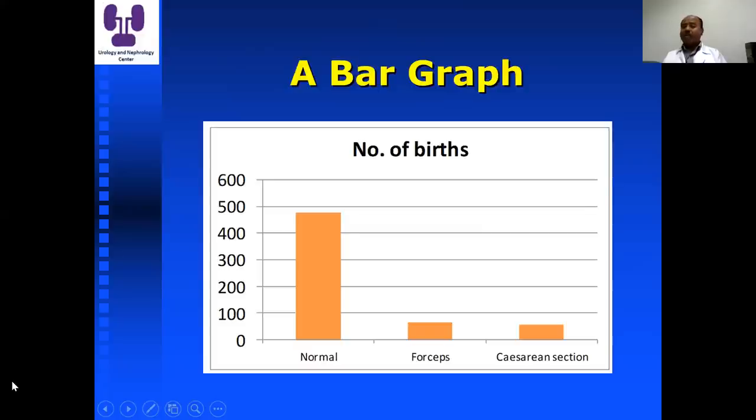ده الحاجة التانية ان يبقى في صورة والصورة احسن من 1000 كلمة. ويعني هنا مثلا ما تبص هنا تقول معظم العيال اتولدوا بالنورمال ديليفري، ده عباره عن ايه؟ مستطيل مفصول عن مفصولون عن بعضهم يبقى اسمه بار. يبقى البار جراف عباره عن مستطيلات مفصوله عن بعضها.